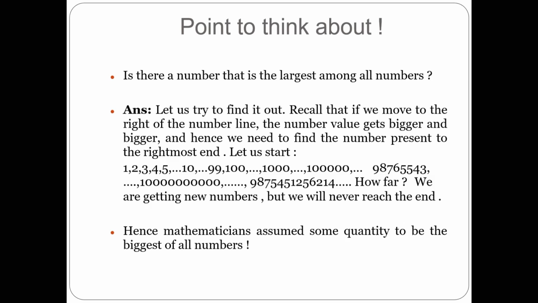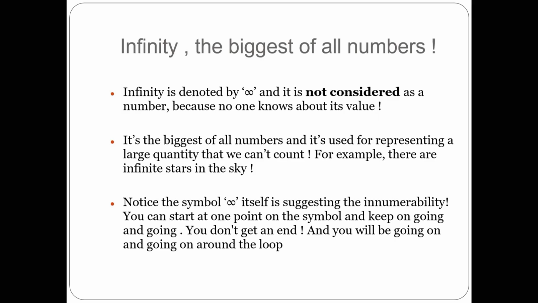Whenever we go to the right, we obtain a number by adding 1. So what will be the last end of the numbers? This is the question: what number can be written in the utmost right portion? Hence mathematicians assumed some quantity to be the biggest of all numbers, and this is known as infinity, the biggest of all numbers.